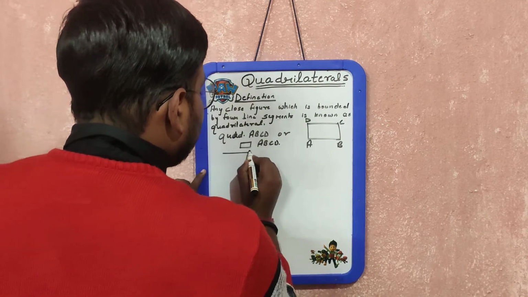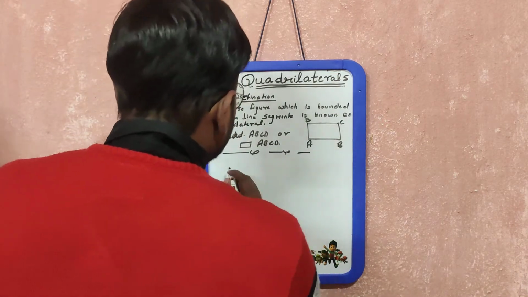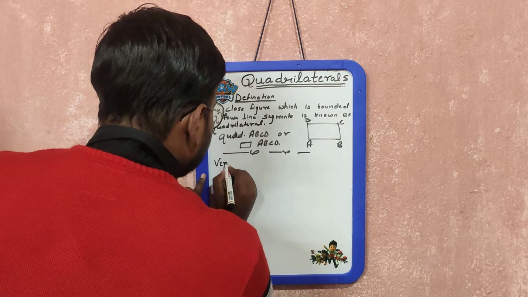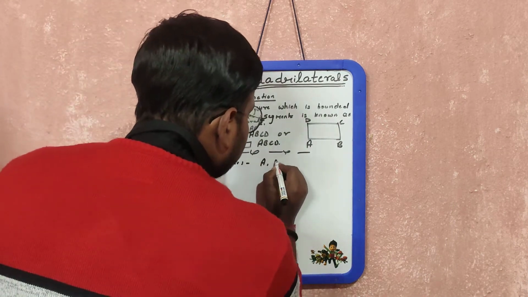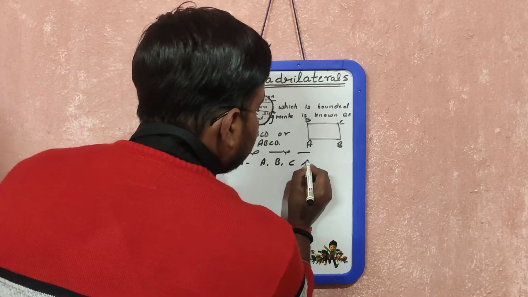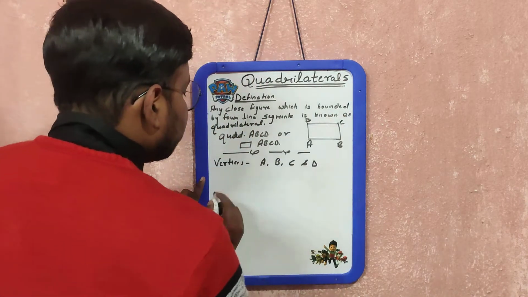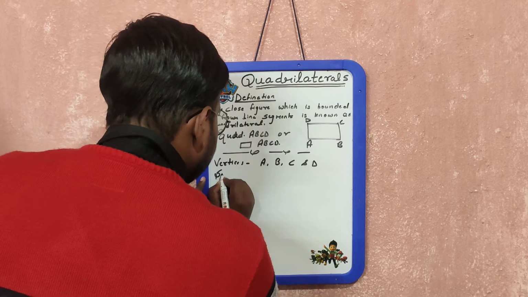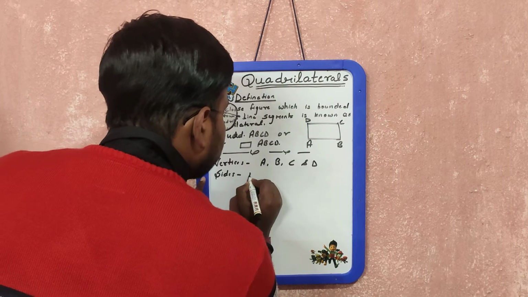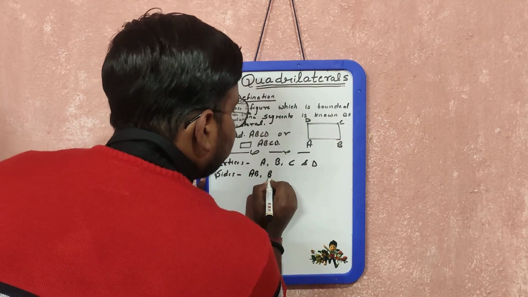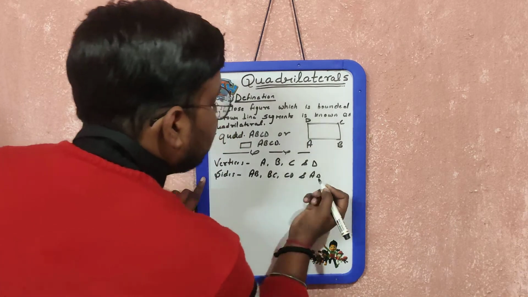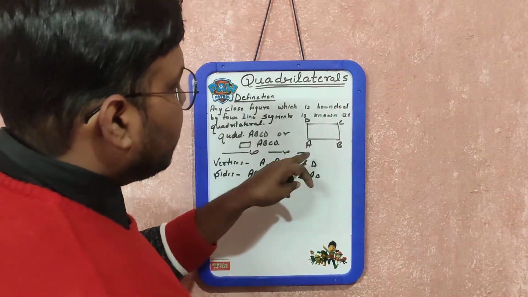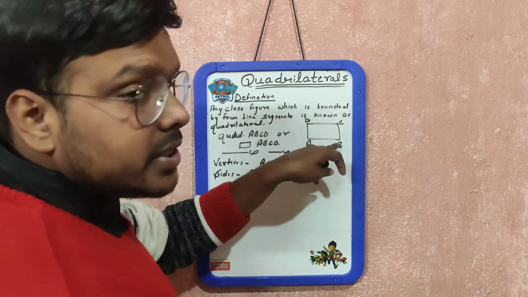Here we find many things, like first is vertices. Vertices, that means points. Vertices A, B, C and D are the vertices of this quadrilateral. Then sides: AB, BC, CD and AD are the sides, but here we say adjacent sides and opposite sides.